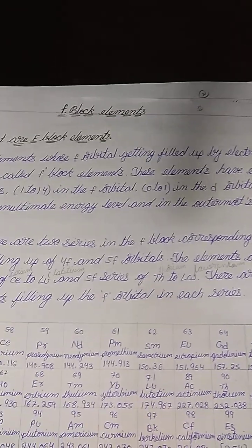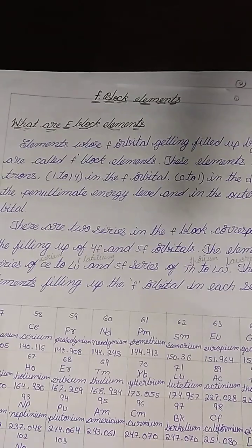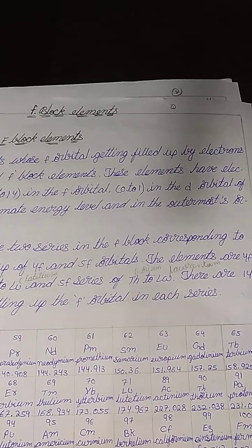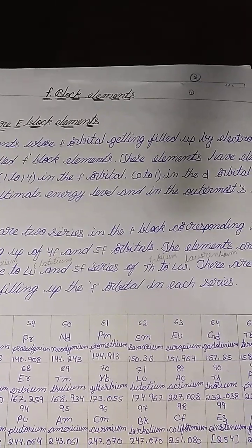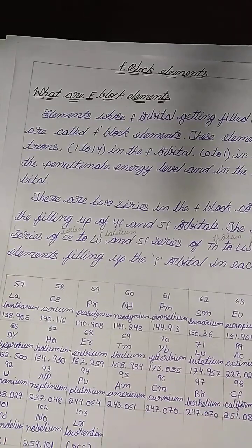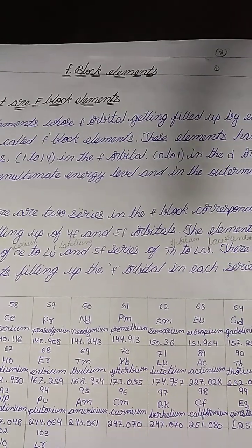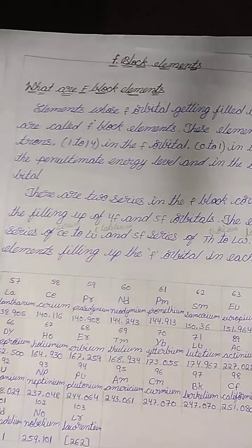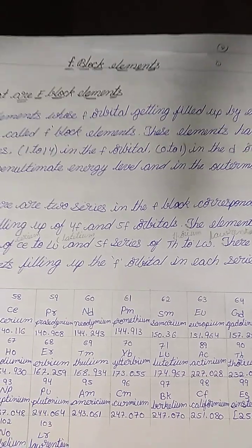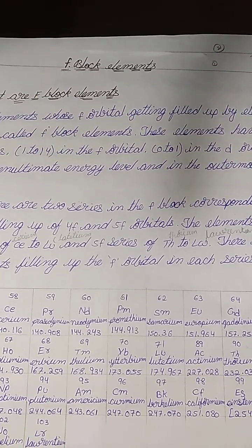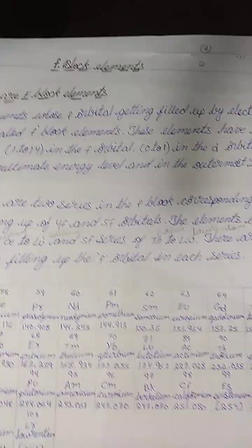These elements have 1 to 14 electrons in the F orbit and 0 to 1 in the d orbit, in the inner energy levels and the outermost orbits. There are two series in the F block corresponding to the filling up of the 4f and 5f orbits.